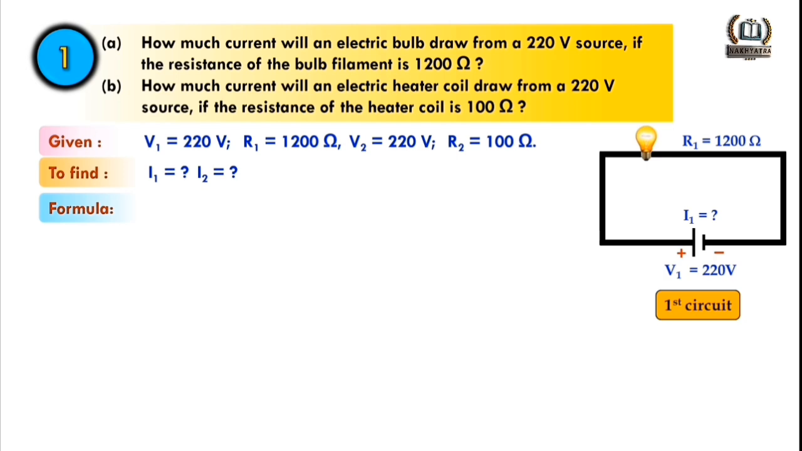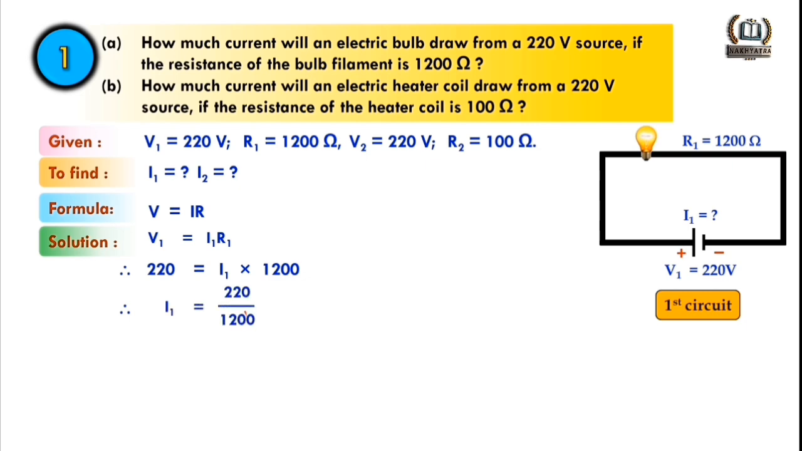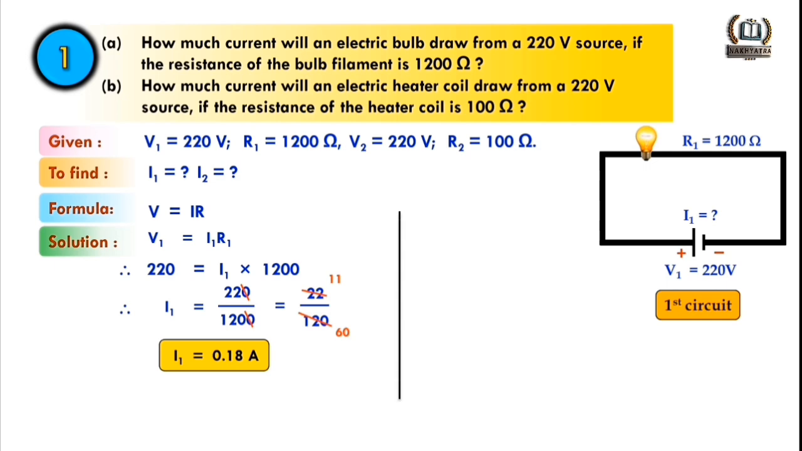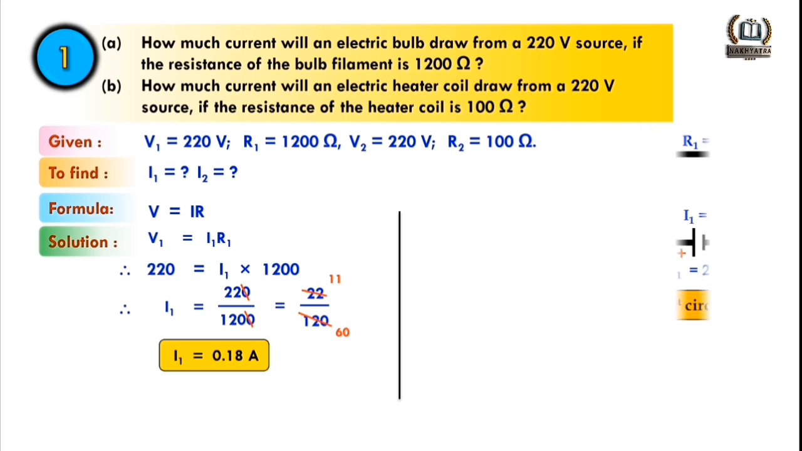So here we will use the formula Ohm's law, that is V equal to IR. Easy one, right? So now see the solution for V1 equal to I1 into R1. We know that V1 is 220 volt, we have to find I1, and R1 is 1200 ohm. So by rearranging it, I1 equal to 220 upon 1200. By cancelling it, we will get current I1 equal to 0.18 ampere. So guys, try to do the calculations yourself, okay? Even though I am helping you out, you should try by yourself also.